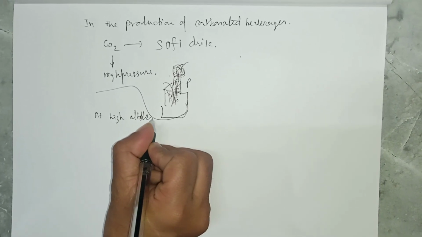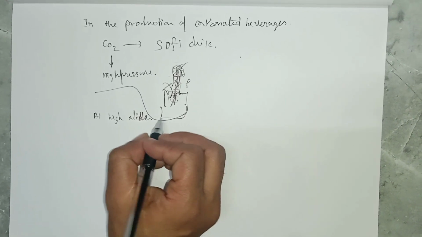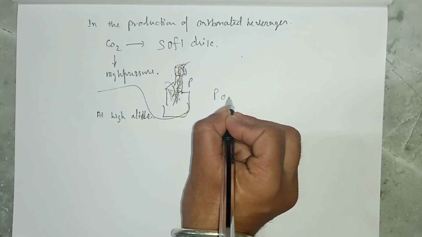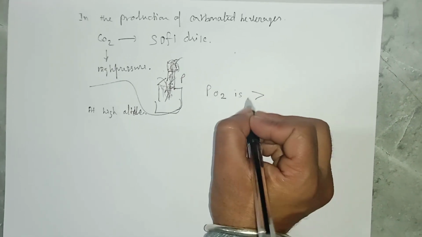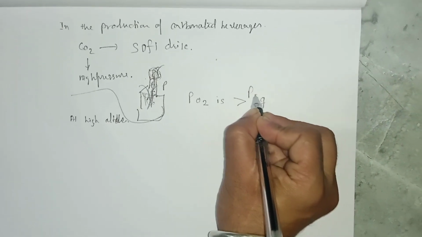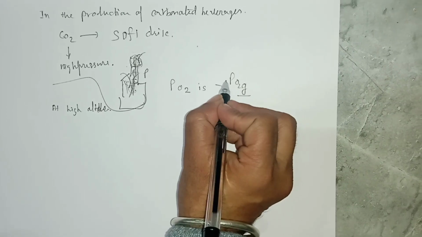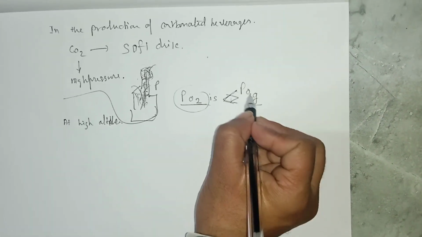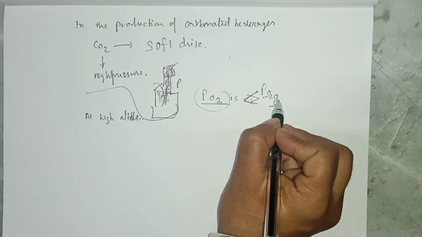At high altitudes, we might have painful effects, right? Why? Because the partial pressure of oxygen is less. Partial pressure of oxygen in high altitude is less than the partial pressure of oxygen (PO2) at ground level.